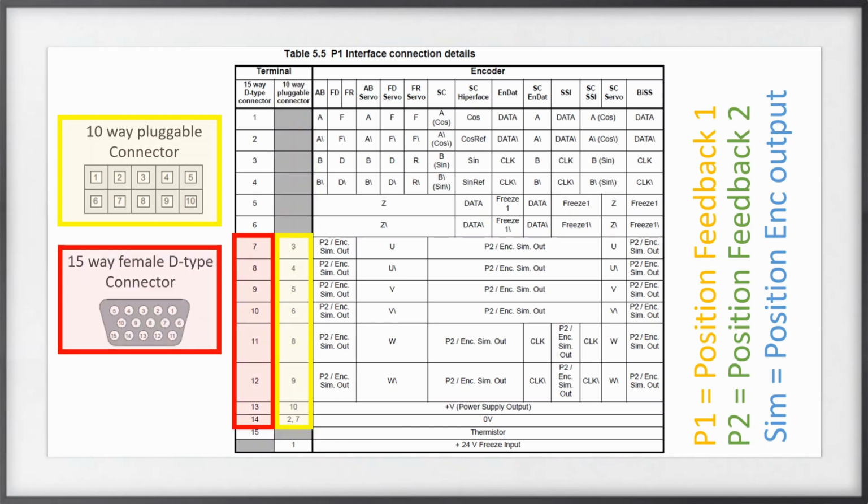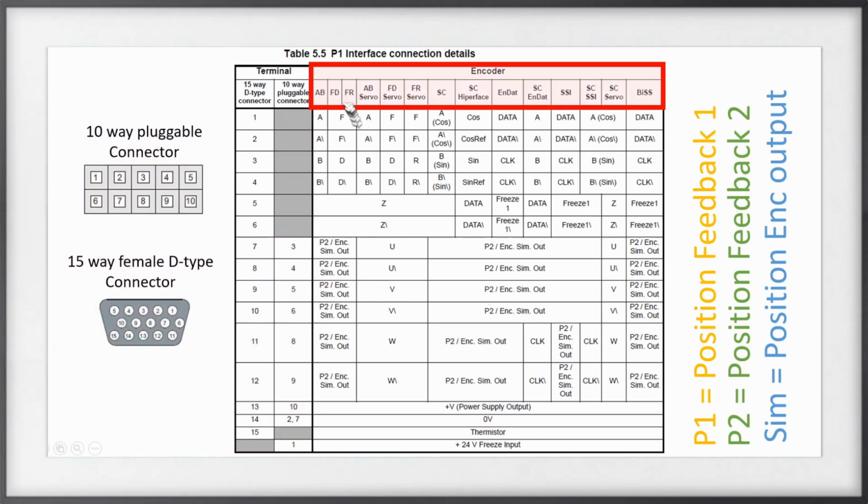You'll notice that in this section right here, pin 7 and pin 3 are lined up, and pin 8 and pin 4 are lined up, and pin 9 and pin 5 are lined up, and so forth. These are technically hooked together between the 2 terminals. They are exactly the same. So you can wire into pin 7 of the 15-way or pin 3 of the 10-way. It means exactly the same thing. Up here at the top is the breakdown of all the protocols that the encoder supports. Let's do an example of how this table works.